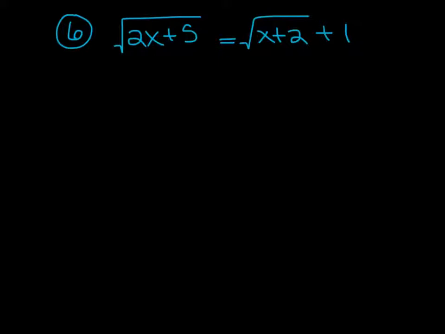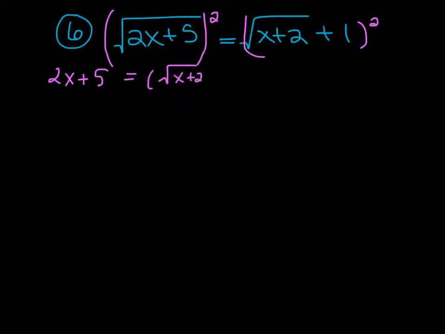So this is a very similar type of problem. We are going to isolate one of our radicals, which this one already is, and then we're going to undo it by squaring both sides of the equation. So I have 2x plus 5 equals, and then I have to square this. So I'm going to go ahead and FOIL that out.